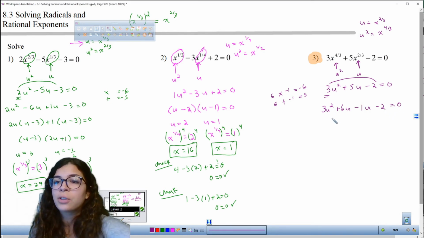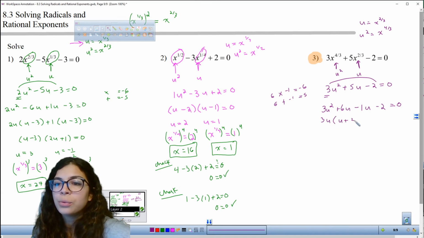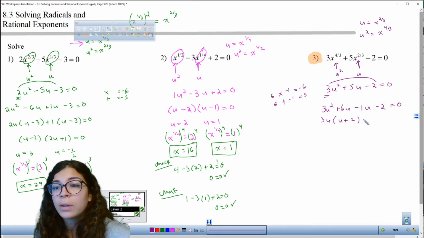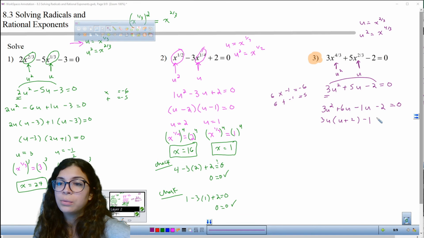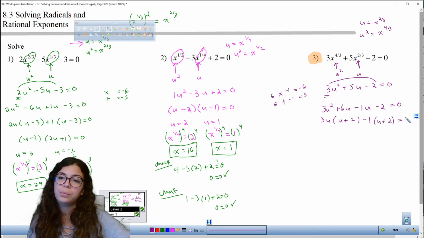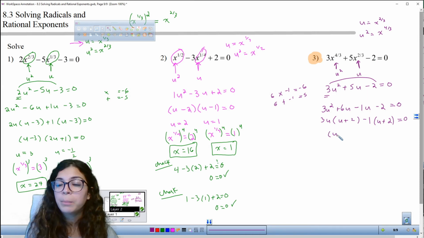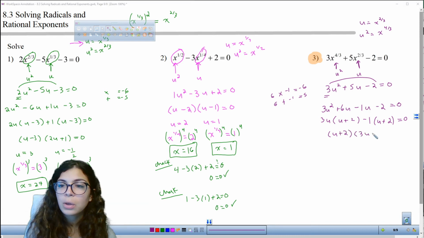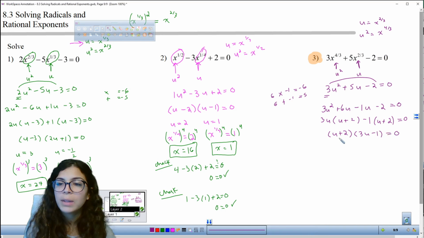And I could factor out 3u from the first two, which will give me u plus 2. And I could factor out a -1 from the last two, which will give me u plus 2. Okay, now I could factor out from both of these terms u plus 2, which will give me 3u minus 1. Okay, so I have two solutions, u equals -2 and u equals 1/3.